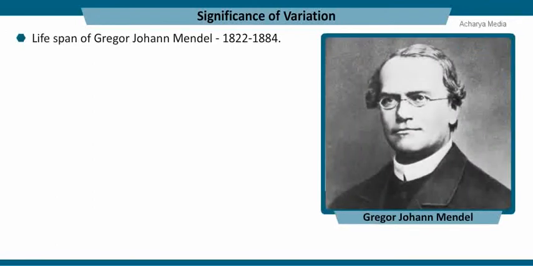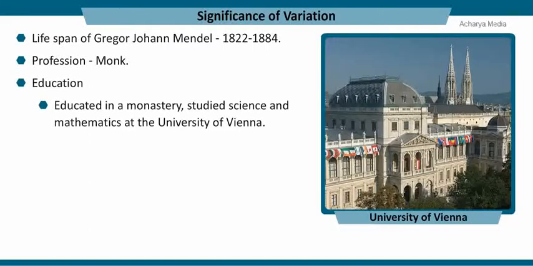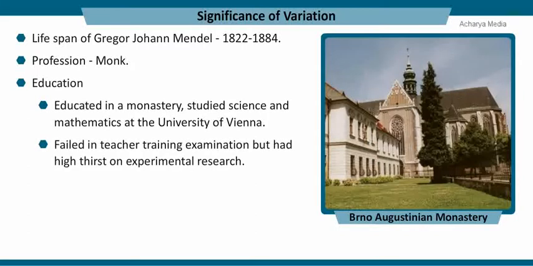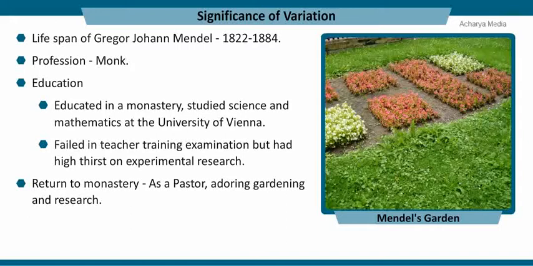Gregor Johann Mendel lived between 1822 and 1884. Mendel was an Austrian Augustinian monk by profession. He was educated in a monastery and went on to study science and mathematics at the University of Vienna. He failed in teacher training examination, but it did not suppress his thirst for experimental research. He returned to the monastery and became a pastor, but adored gardening and research.